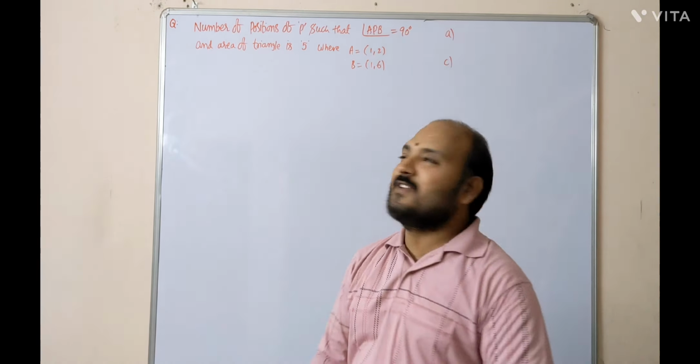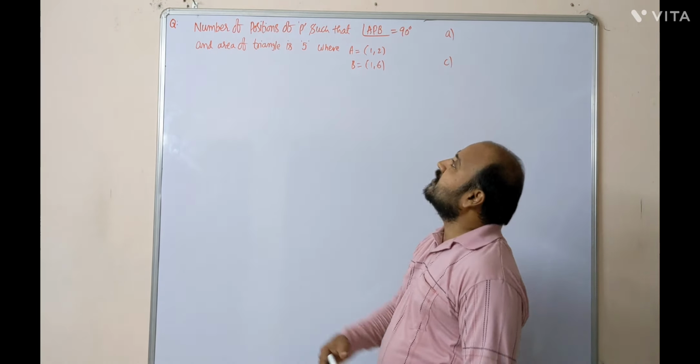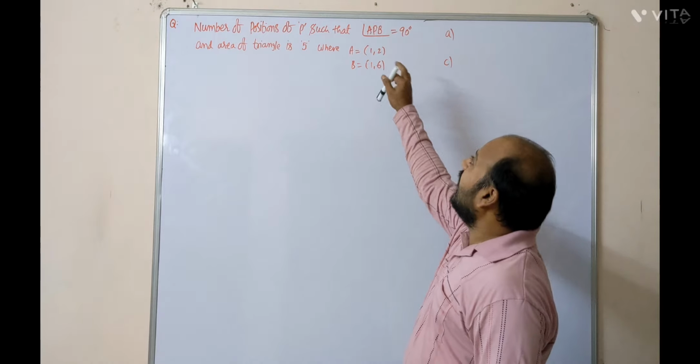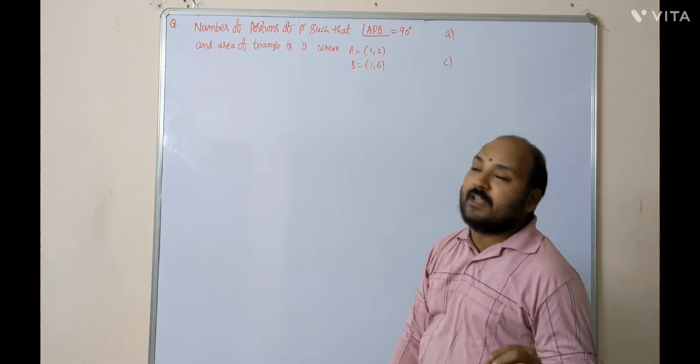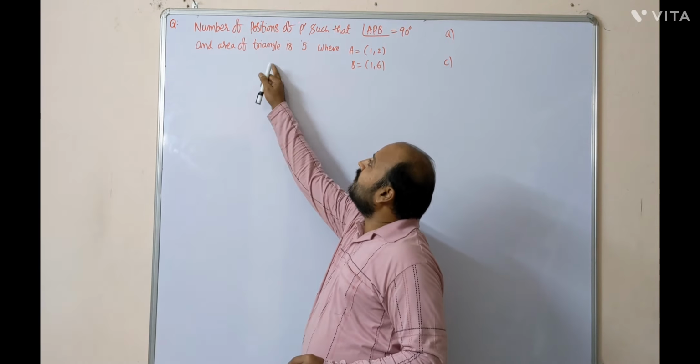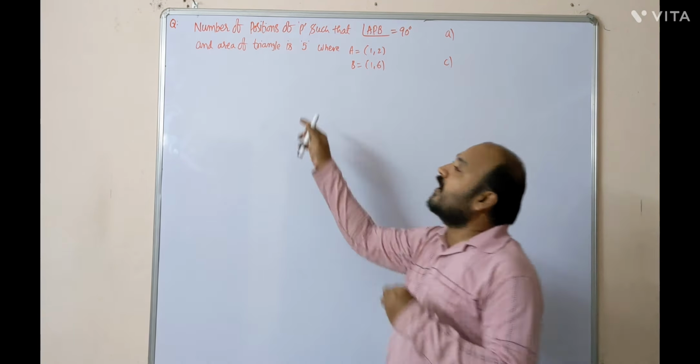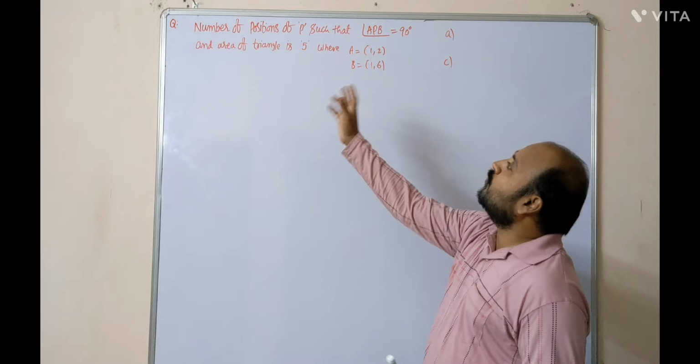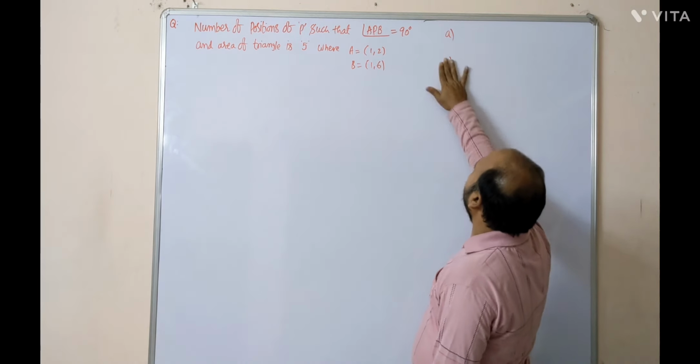The next question, dear students. The number of positions of point P such that angle APB equals 90 degrees and the area of the triangle is 5 units, where A and B are (1, 2) and (1, 6). Number of positions of the point P. Options are not given, that's why I did not write.